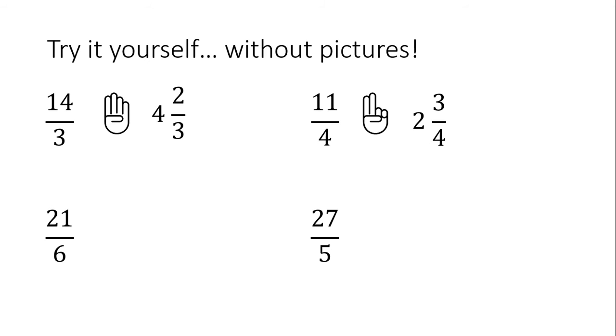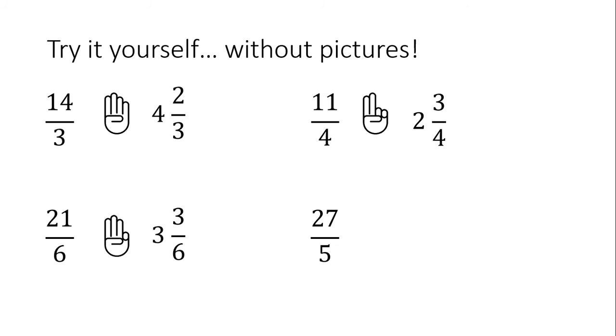Question in the bottom left. 21/6. So we're going to count by 6 till we get to 21. 6, 12, 18. That's as close as we're going to get. How many fingers do we have? 3. But 18 is not 21. There's a bit of a difference between 18 and 21. 18, 19, 20, 21. There's a remainder of 3. So 3 and 3/6.